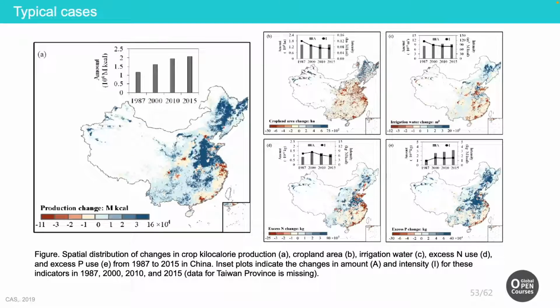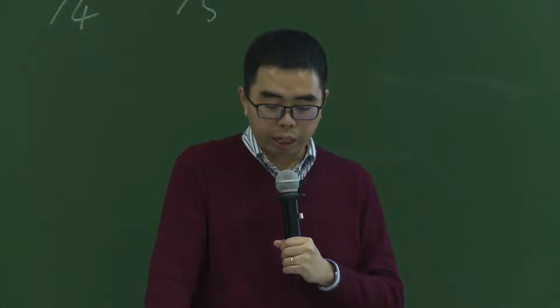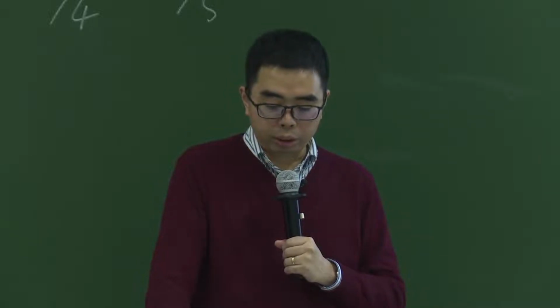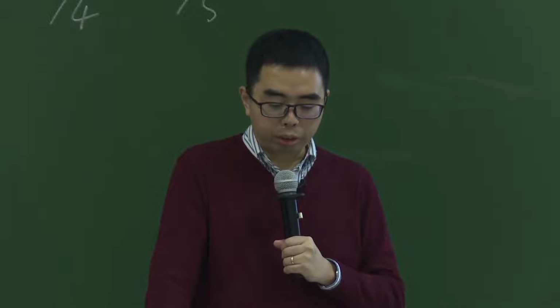From this case, we can see from the result that for the period of 1987 to 2015, about 1/4 of the croplands in China improved in efficiency in terms of land use, irrigation water consumption, and excess fertilizer application. Since 2000, the national average intensity of all three indicators decreased, indicating a more environmentally efficient cropping system in China.